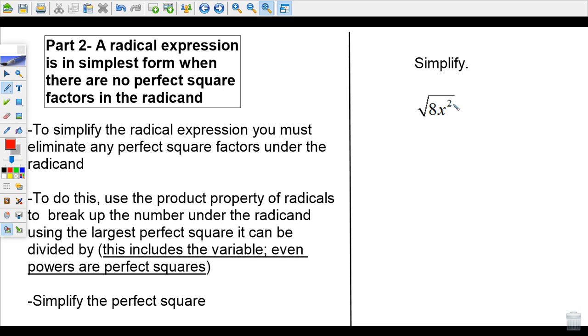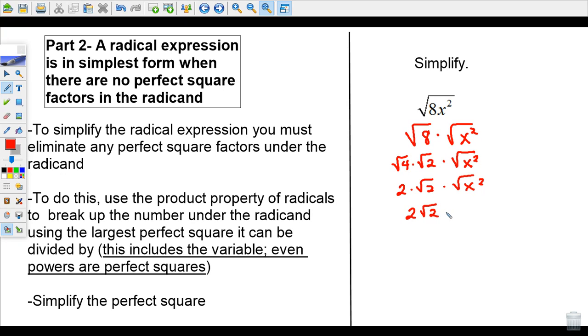So radical 8x squared. To start, if you need to, we could break this up into just the square root of the numerical part times the square root of the variable part. So radical 8, just like we saw in the first video, part 1, we need to figure out what is the biggest perfect square here. It would be 4. So we'd break the square root of 8 up into the square root of 4 times the square root of 2. I'm not even going to worry about the variable yet. We know the square root of 4 is 2 times radical 2. So I know that the numerical part of this is 2 radical 2.